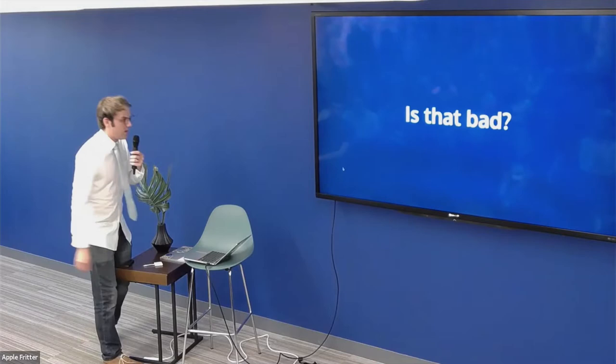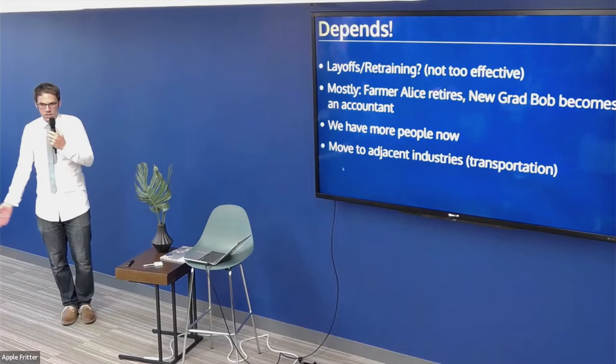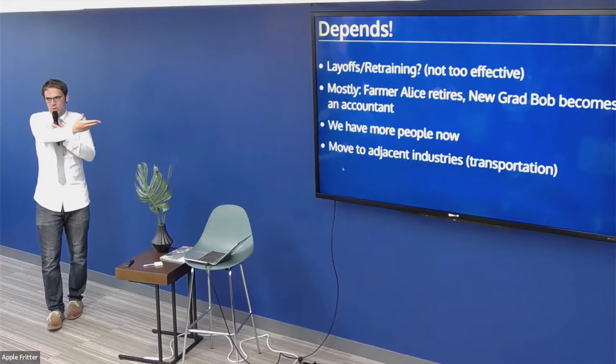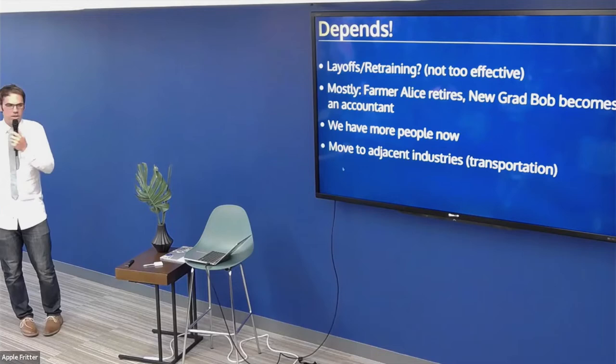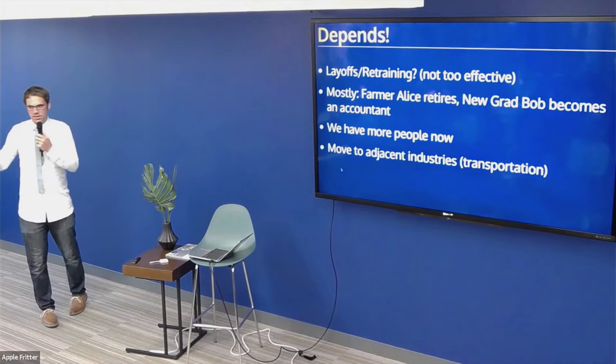Is that bad? It depends, right? If you go from 83% of the economy to 1.5%, people might lose their jobs, people might lose prestige. Certainly it's going to mean a lot of different things for the economy. I just want to talk through really fast how that happens. All the people that were calculators, no one's a human calculator anymore. How does that kind of change happen? Sometimes it's through layoffs. We tell people you used to have a job and now you don't have a job. That's not that great. There are some retraining programs that are not that effective, at least that's the evidence. They don't really work that well, but those programs do exist.